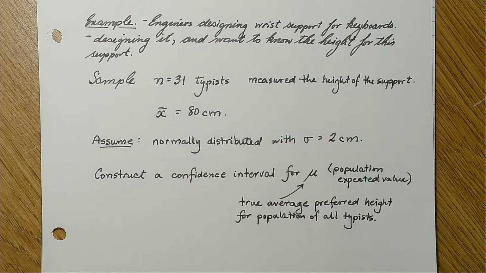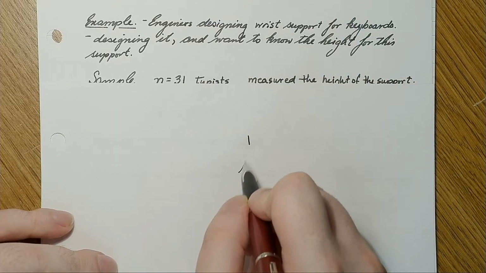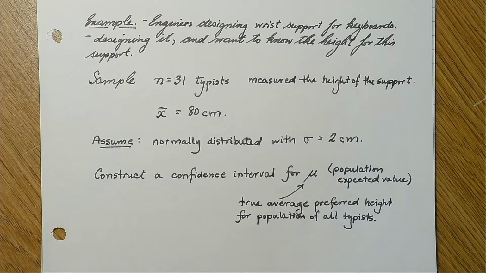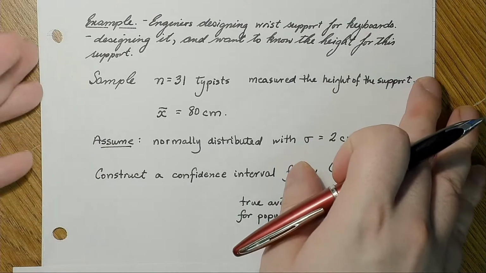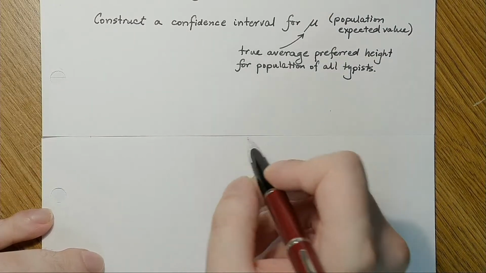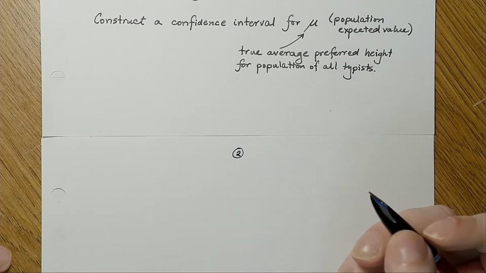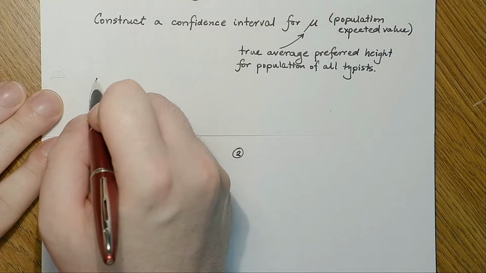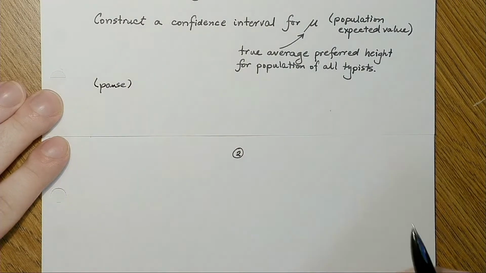Okay, so that's what we're going to do. We're going to construct an interval around mu. Think of it just like an interval. We have, say, mu, and we would like something that bounds it. So what I'm going to do is pause this example. We'll return to it.